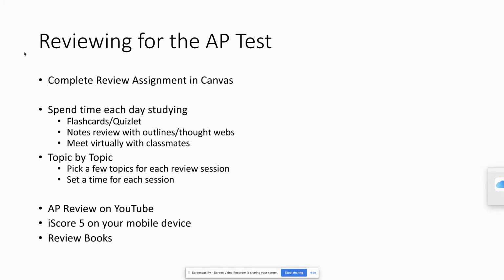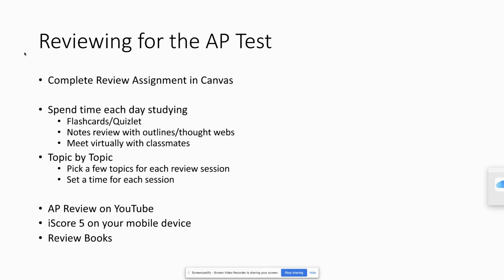Couple quick notes first up on reviewing for the AP test. First of all, we'll be posting a number of assignments from here up to the test in Canvas. That's the simplest thing. What can you do? Simply log in and complete the review assignments. Second, make sure you spend time consistently. It doesn't necessarily have to be each day, but it needs to be multiple times per week, right? If you want to do well on the AP test, that's the commitment.